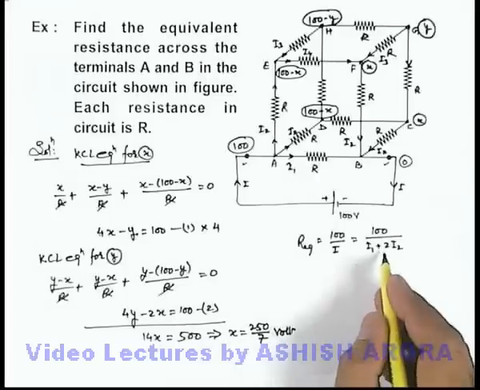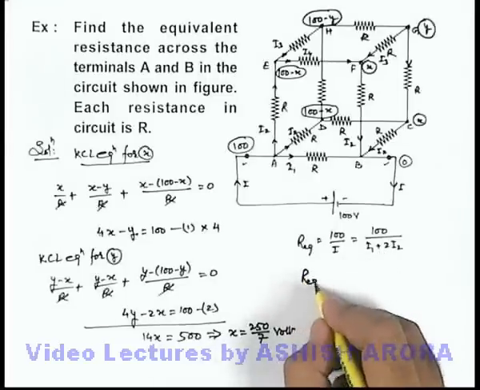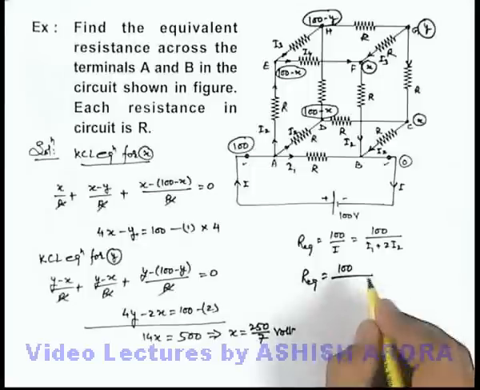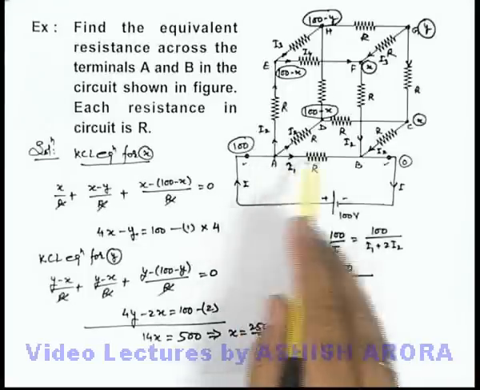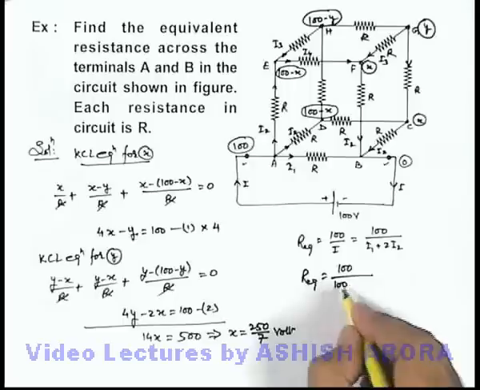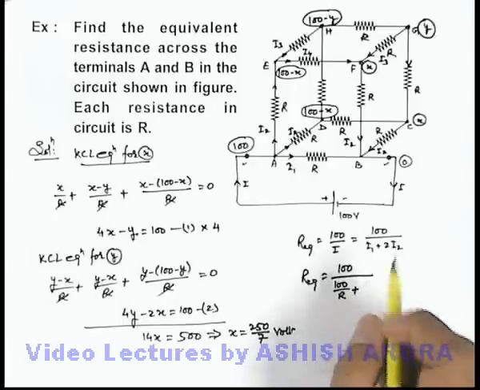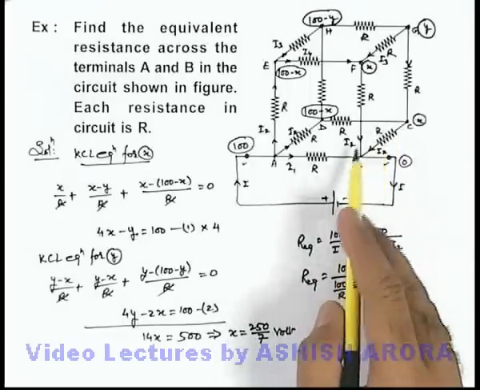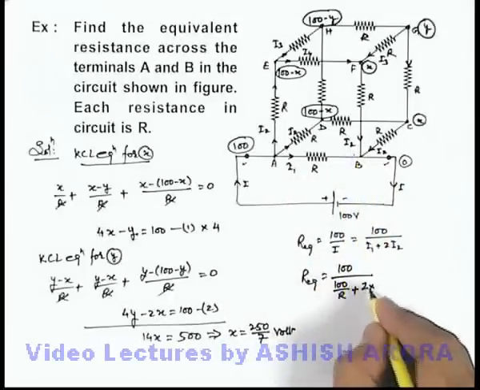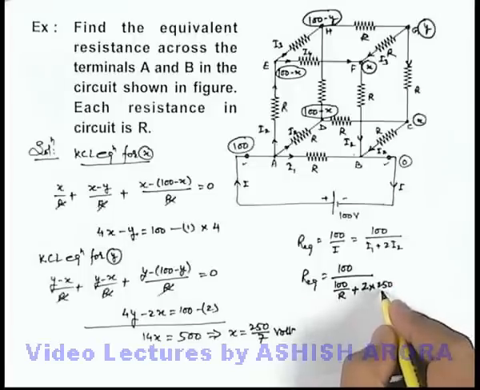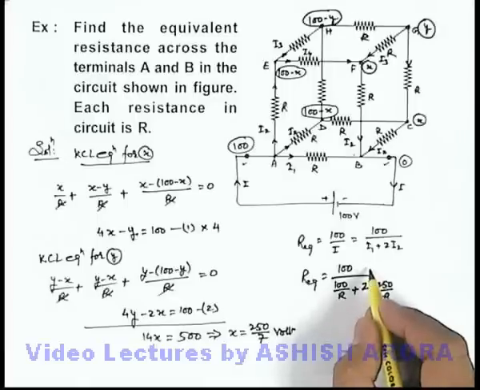here if we substitute the values of I1 and I2, this R equivalent we can write as 100 divided by I1 plus 2I2. I1 we can write directly by Ohm's law, this (100 minus 0) by R, that will be 100 by R, plus I2 we can write as (X minus 0) by R, so it is 2I2, so this will be twice X by R, which can be written as 500 by 7R. So in this situation we can take this 1 by R common.